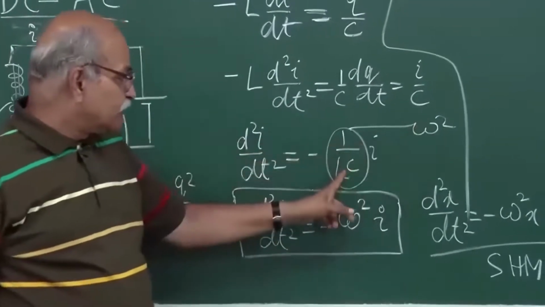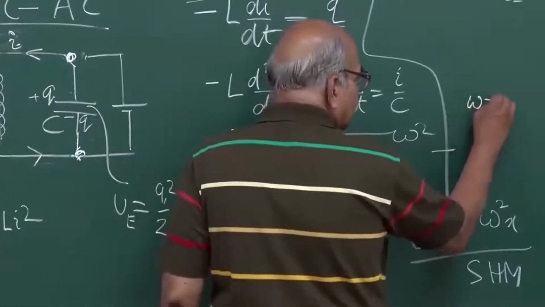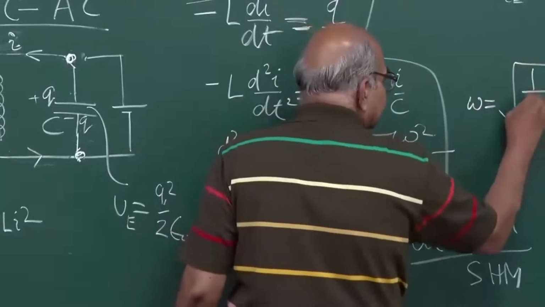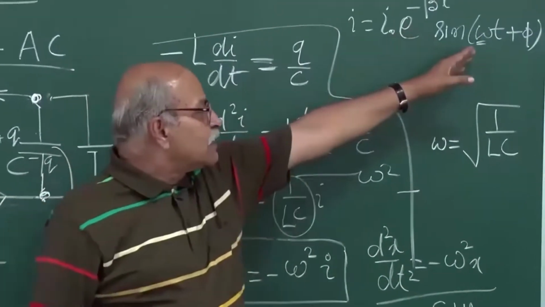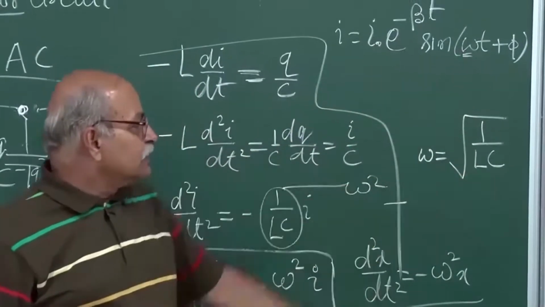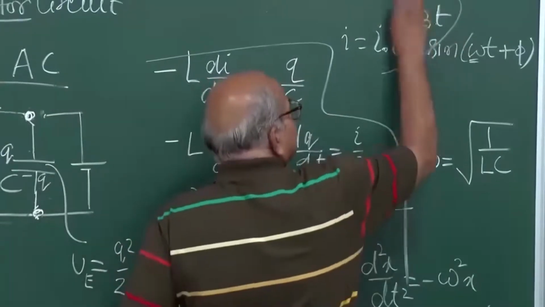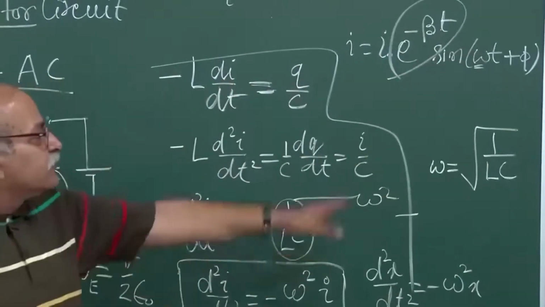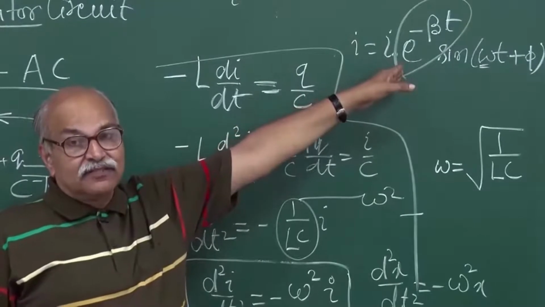What is ω? ω² we have written for this. So ω is the square root of 1/LC. So if you have resistance, it could be slightly different from this, but nevertheless the important point is here: the amplitude will decay as a function of time.